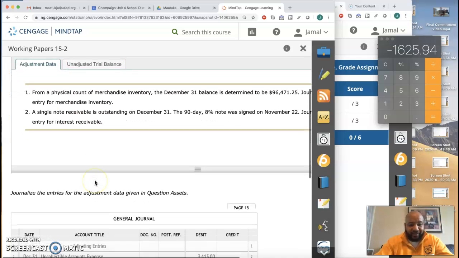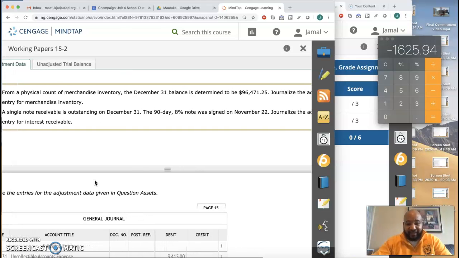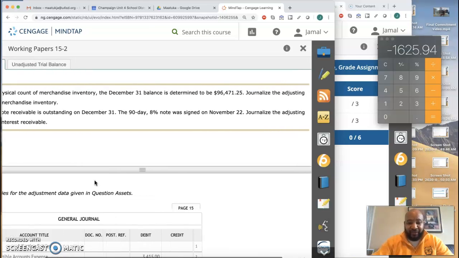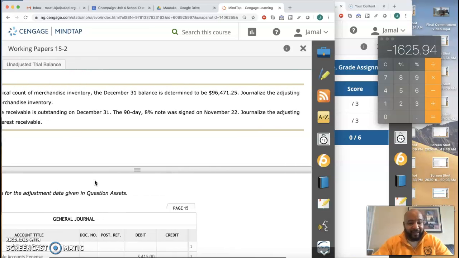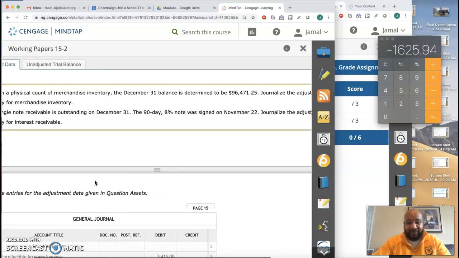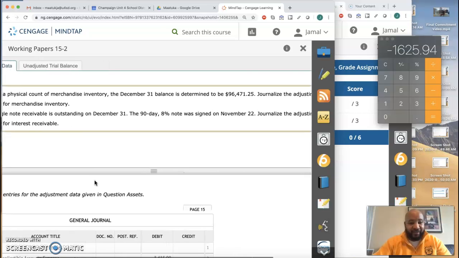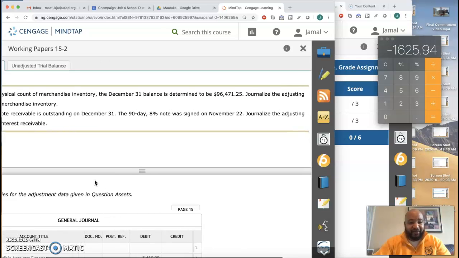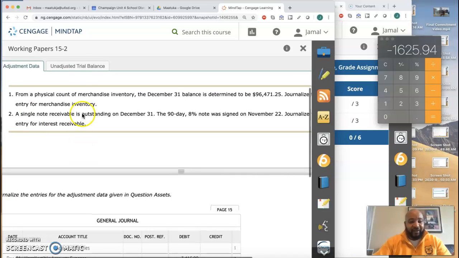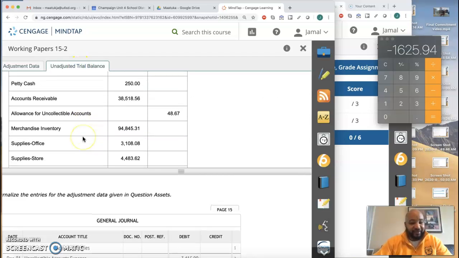Outstanding. So now we go to our last adjustment entry. We have a single note receivable outstanding on December 31st. The 90-day 8% note was signed on November 22nd. November 22nd to December 31st is only how many days? 22 days, right? So we'll keep it real simple. We got 22 days, 8% interest on our note. Let's find out what our note is. Interest receivable.